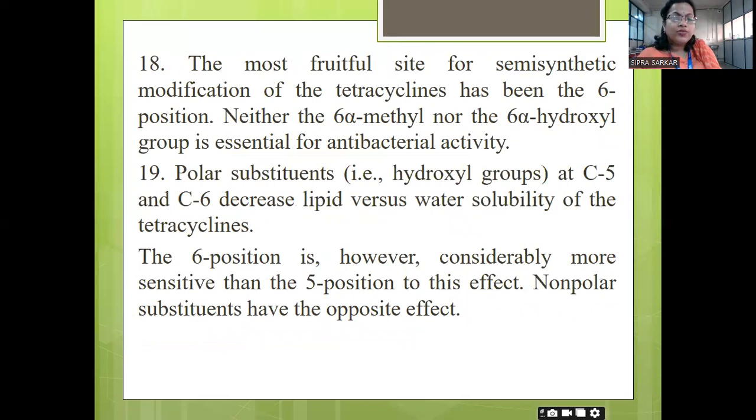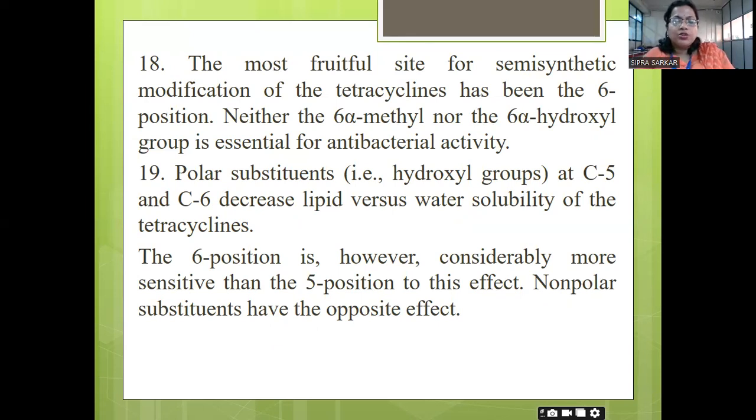The most fruitful site for the semisynthetic modification of tetracycline has been the C6 position. Neither the 6-alpha methyl nor the 6-alpha hydroxyl group is essential for antibacterial activity. That means the 6-alpha methyl group and 6-alpha hydroxyl group show very good antibacterial activity, but they are not essential.